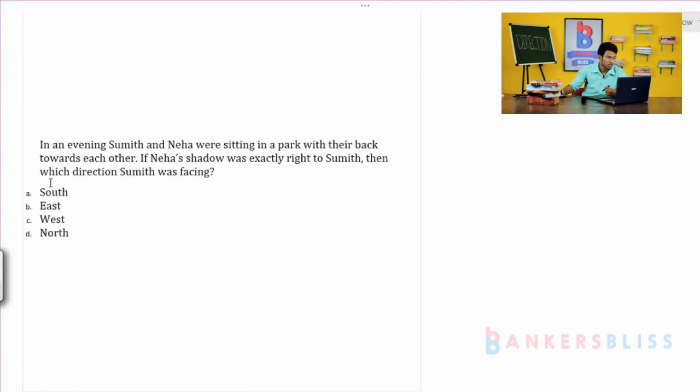Go to the next. In an evening, Sumit and Neha were sitting in a park with their backs towards each other. This is very, very important. Back towards each other means they are facing opposite directions. Here, the person is here and the other person is here. I just write it, Mr. Sumit. This is the person, and Neha is facing this direction. Back towards means opposite direction.